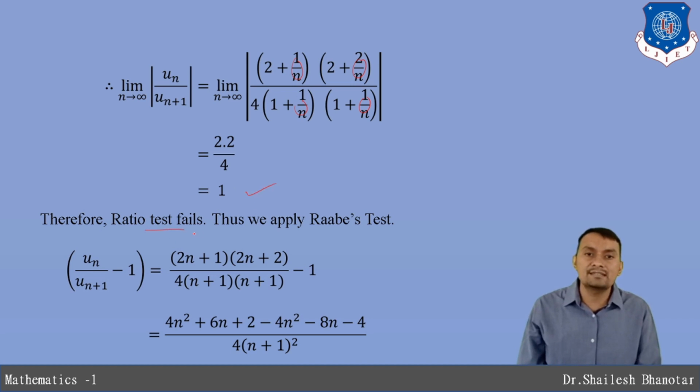And therefore the ratio test has failed. That means we have to apply the Raabe test. So un divided by un plus 1 minus 1, let us understand this. Un divided by un plus 1, we have from before: 2n plus 1 into 2n plus 2 divided by 4 times n plus 1 into n plus 1, minus 1. When you simplify, you can observe that this is going to cancel out. So what you will have is minus 2n minus 2 divided by 4 times n plus 1 squared.